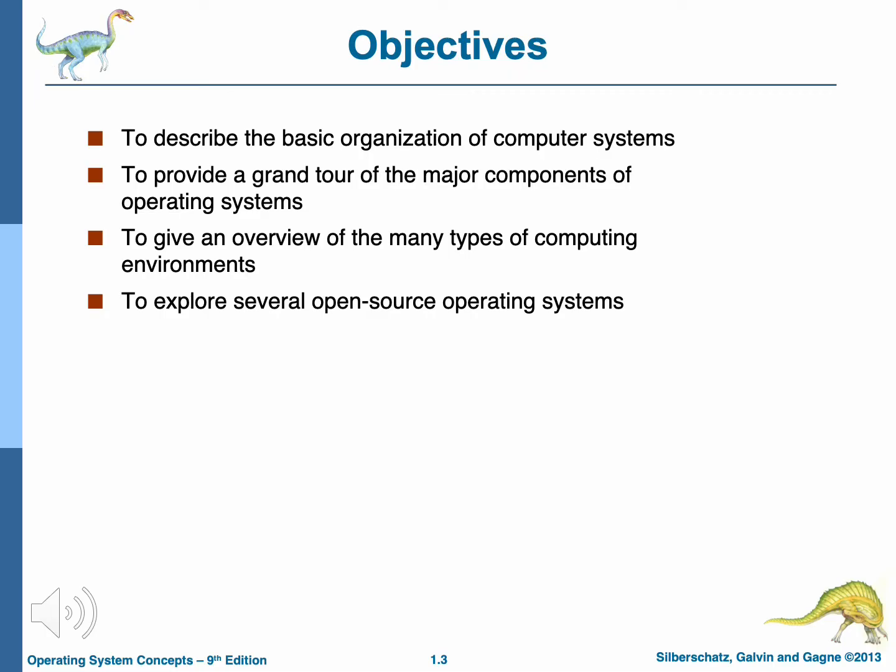Chapter Objectives. To describe the basic organization of computer systems, to provide a grand tour of the major components of operating systems, to give an overview of the many types of computing environments, to explore several open source operating systems.